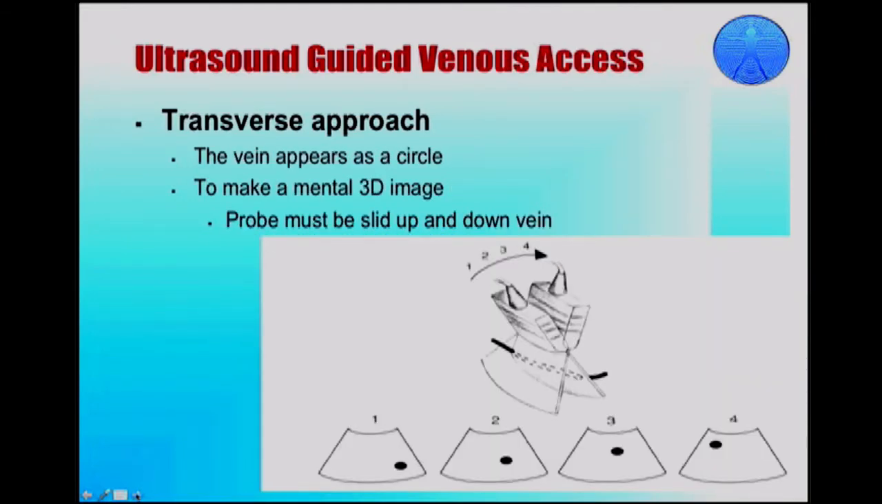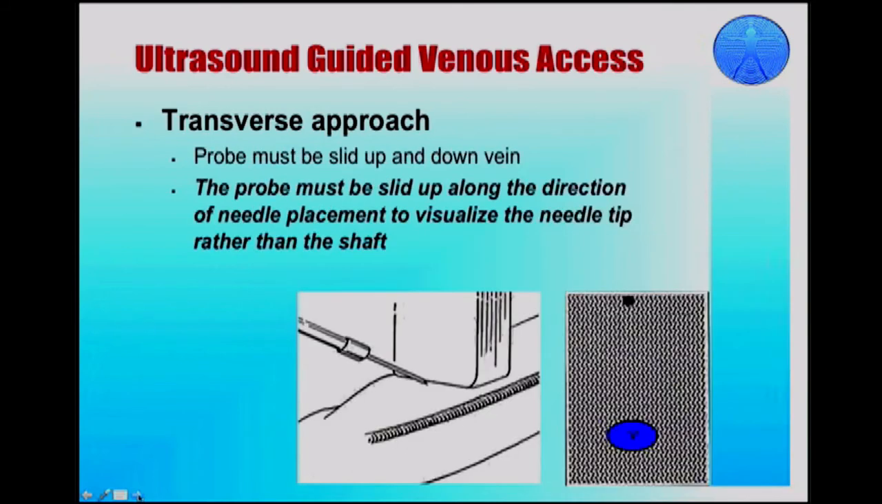In transverse approach, again, the vein is going to look like a circle, and we have to move our probe to see how that vein changes. If we don't move our probe, we never see a different image of the vein. Same is true for the needle. Once we put the needle into the skin, if we don't move the probe, then the image of the needle never changes, and instead of imaging the needle tip, we're imaging the needle shaft. So we must move our probe up and down the vein as we slide the needle into the skin.